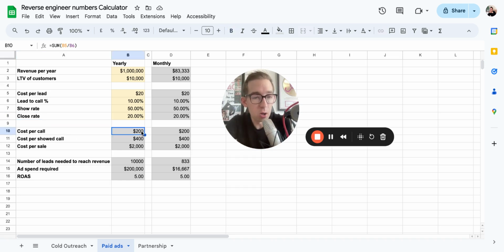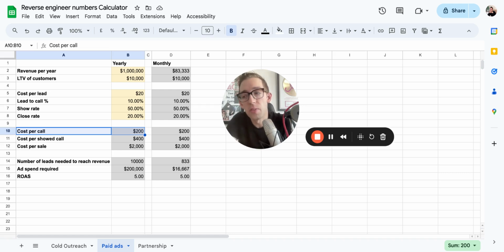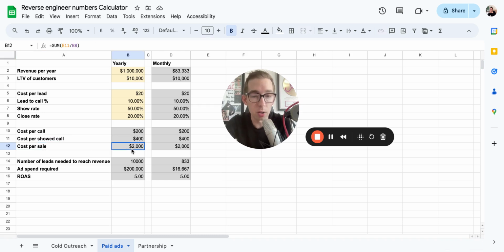So then we look here, our cost per call is $200, right? Our cost per showed call is $400. And that's really more important than the cost per call. This cost per call on its own is just a vanity metric, because what's the point of having calls if you're not actually speaking to those people on the phone? So what you want to ask is, how much does it cost me to get someone actually speaking on the phone? And then we look at what the cost per sale is.